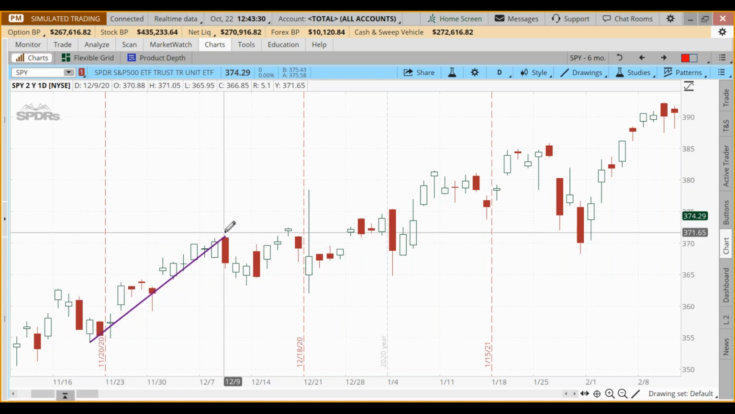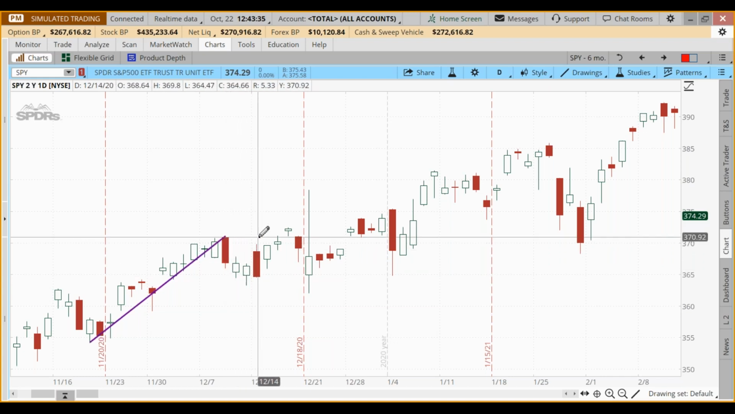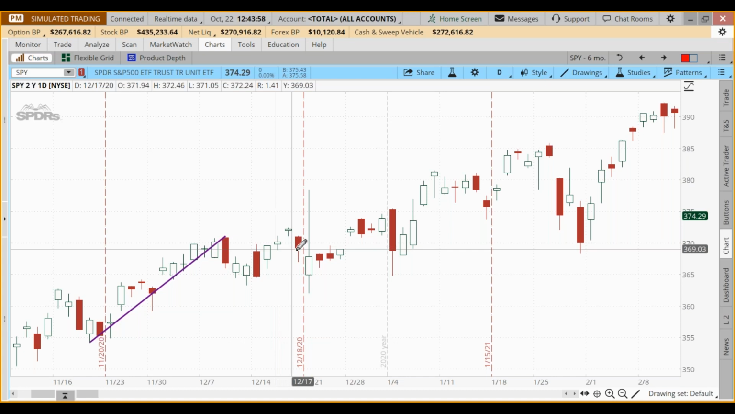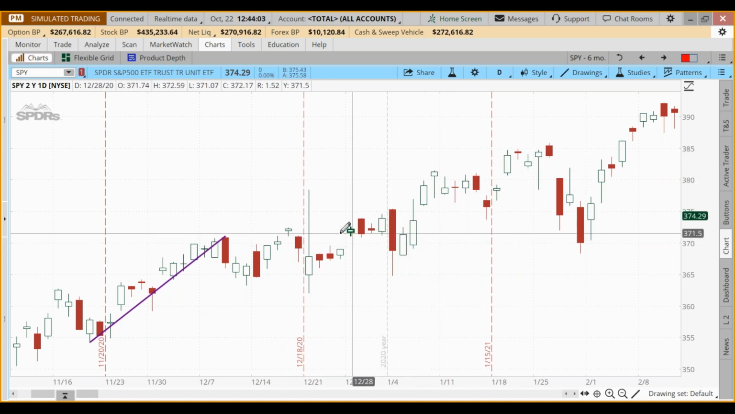A, B, C, B prime, in, okay? Now, so it goes up. I don't even use this bar because this was a very volatile day where it had made a lower low and a higher high. So I don't even look at that one. But notice we're in right here, and what kind of trend are we seeing? Absolutely, it's an uptrend.